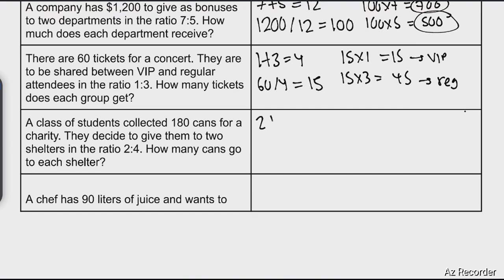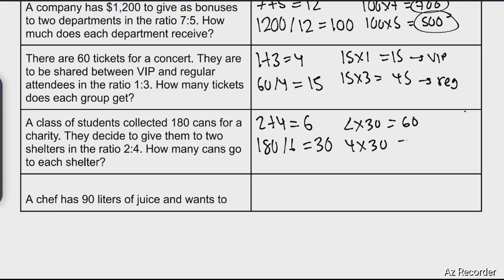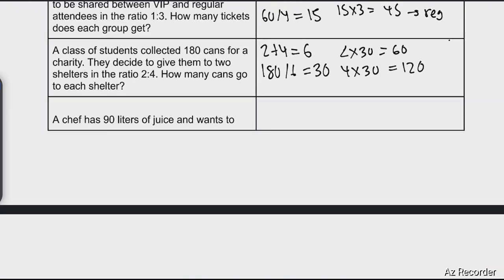So again, same thing. How many total units do we have? 2 plus 4 is equal to 6. How many cans per unit? Is going to be 180 divided by 6, and you should get 30 cans. Okay, and so we want to divide it into the ratio, so we're going to times that 30 by either side of the ratio. So 2 times 30 is equal to 60, and then 4 times 30 is equal to 120. So one of the shelters gets 60 cans, the other shelter gets 120 cans. Add that together, that equals the total amount of cans, so we know we've done it correctly.